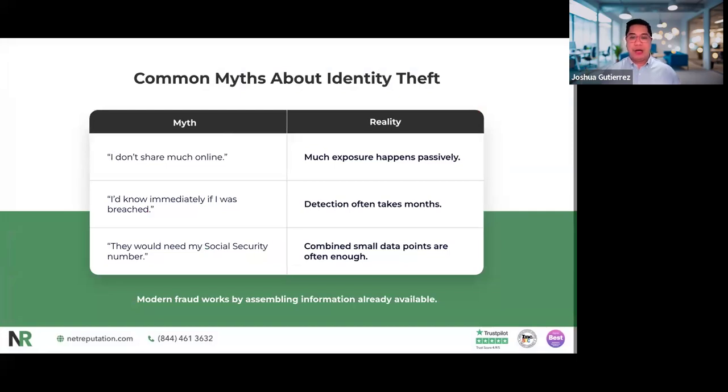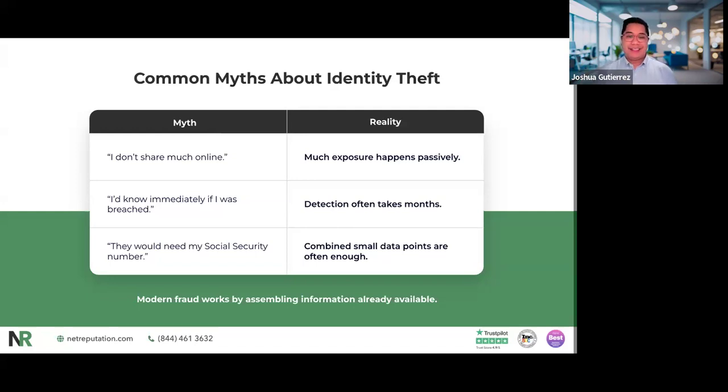So before we go into how people can protect themselves, which I know we're all very interested in, that's why many of us joined today, I want to talk about common myths about identity theft because this is an important piece. There are myths that tend to give people a false sense of security. I myself, before ever even joining this industry, I felt much of the same way as these myths. The first is I don't share much online. But as we discussed earlier, a significant portion of exposure is passive. Again, things you didn't put online, public records, third party aggregation, breach leaks, even Sally's Facebook photo we mentioned earlier.